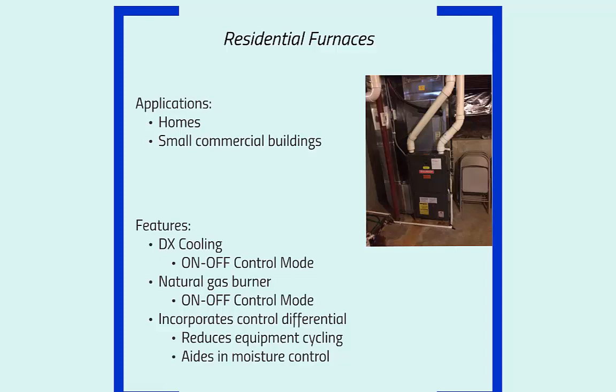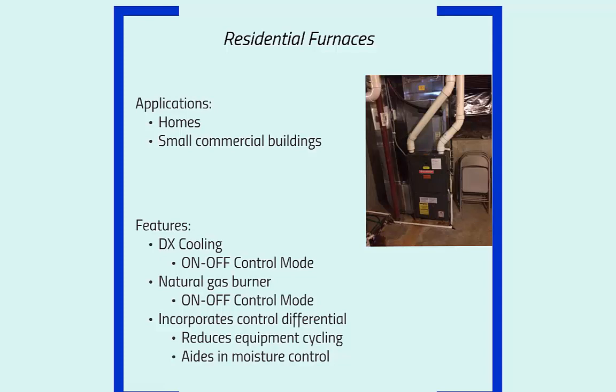Now you might see some bigger homes with two furnaces. Often you can tell this by looking on the side of the house and you'll see two condensing units, each one serving a different furnace. In this case, they split the house into two zones, most likely the upstairs and the downstairs.